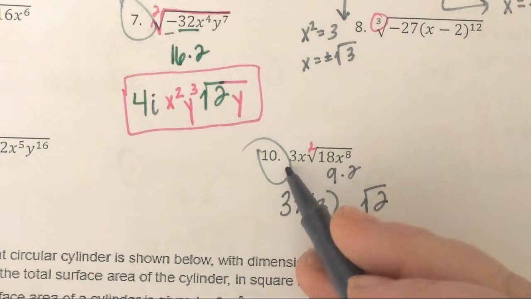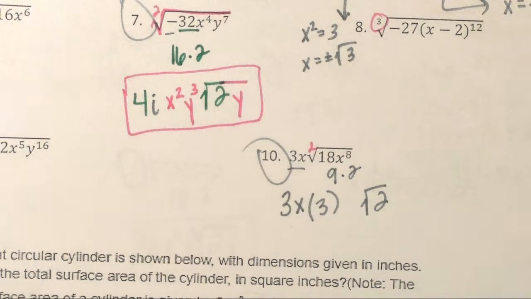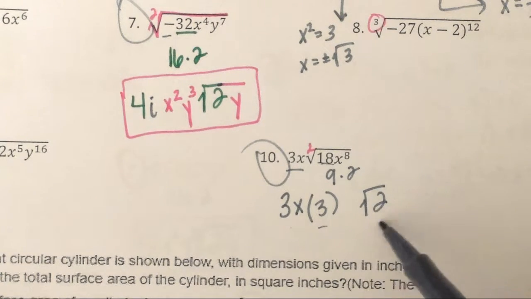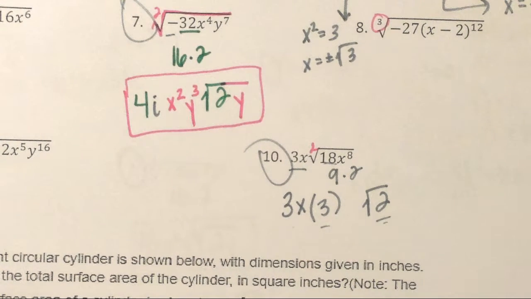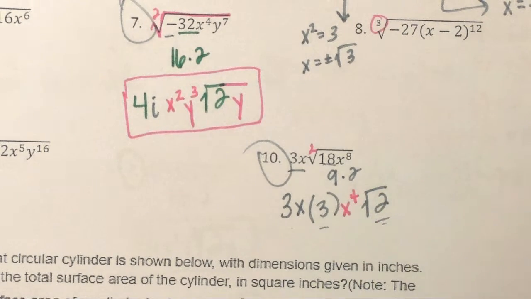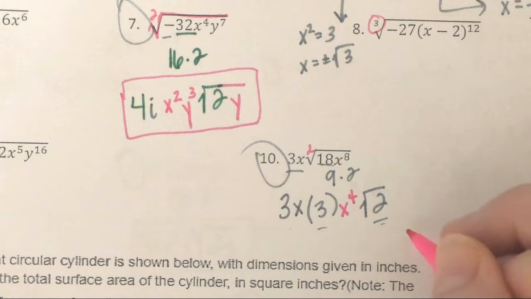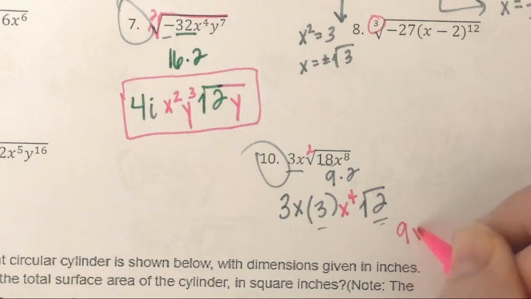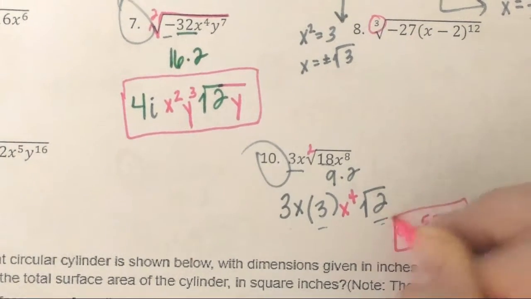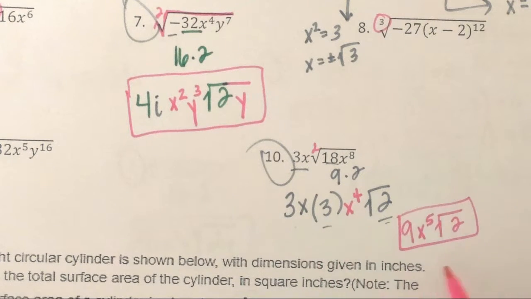So I brought down the 3x because it already happened. It was already outside. I just brought it down. I broke down the 18 into the 9 and the 2, which led me to the 3 coming out. Now to just deal with that x to the 8th, what should come out? X to the 4th. And so my final answer is for a point. Yes. 3 times 3 is 9. 4 plus 1 is 5. 9x to the 5th square root of 2. Paige gets a point.